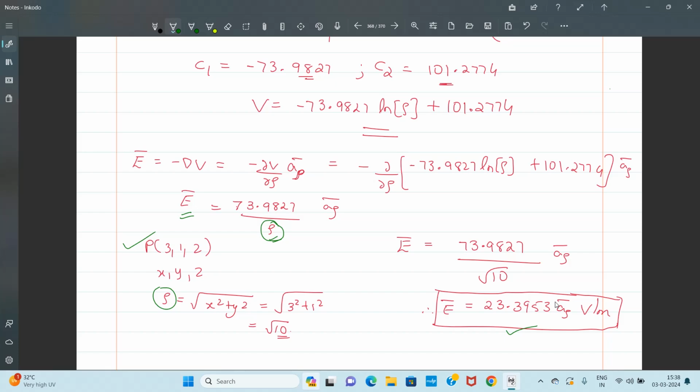From E, you have to calculate D, and from D, you will be calculating surface charge density rho s, and from rho s, charge, from charge, capacitance. Okay, so we'll solve some example problems on those capacitance values. We'll do that in the next video.